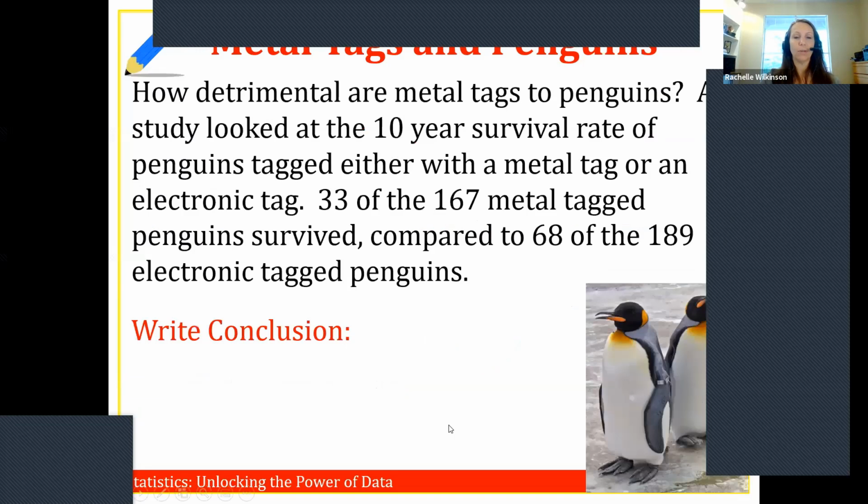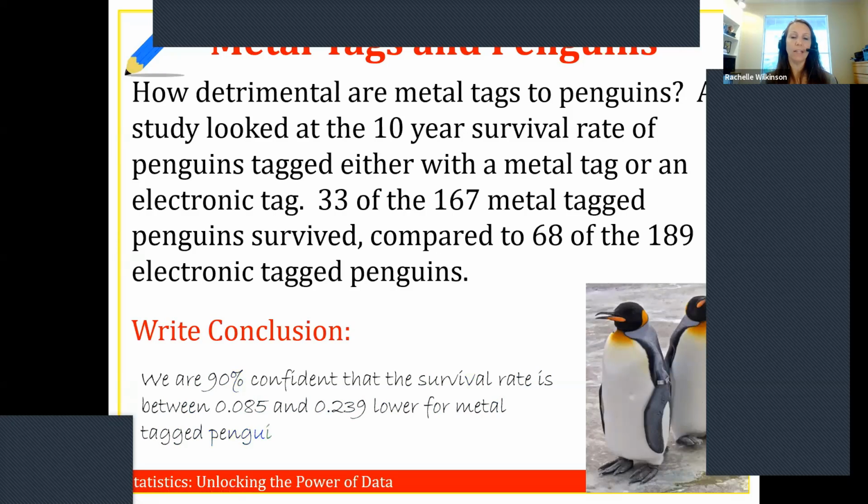And now we can interpret that confidence interval. So we would say we are 90% confident that the survival rate is between 0.1085 and 0.239 lower for metal tagged penguins as opposed to the electronically tagged penguins.